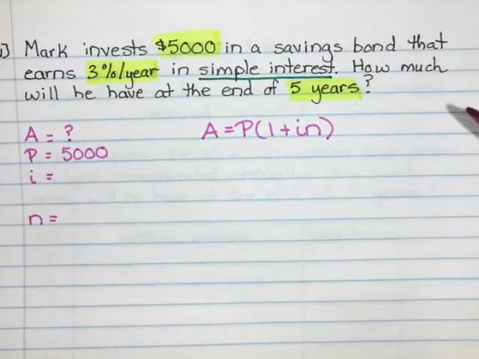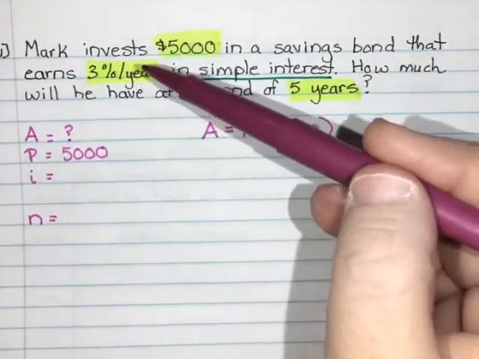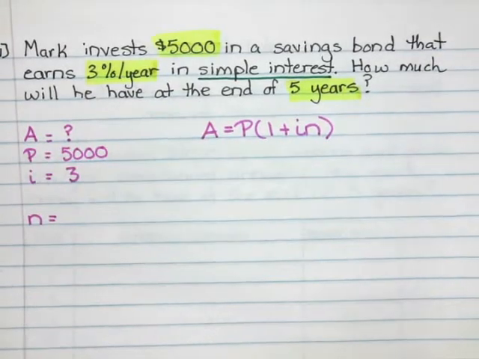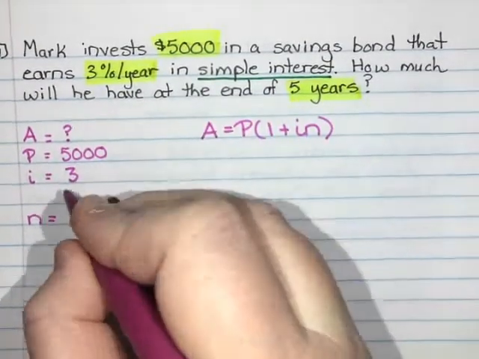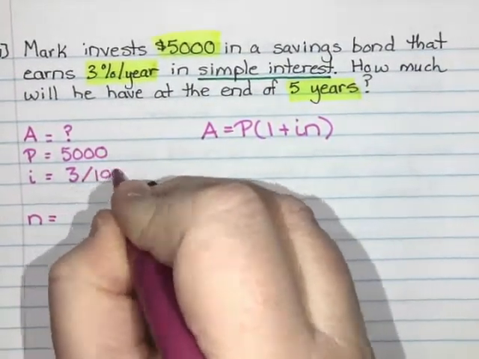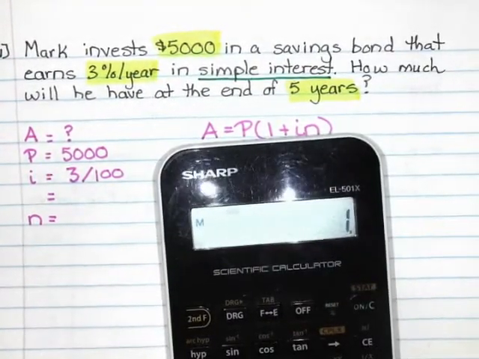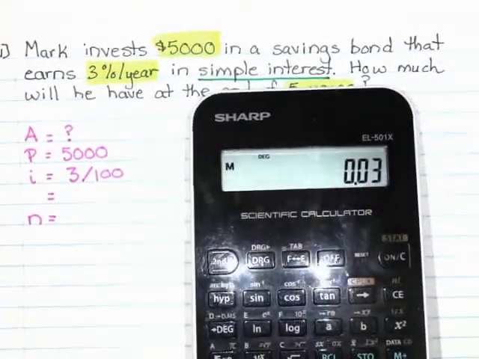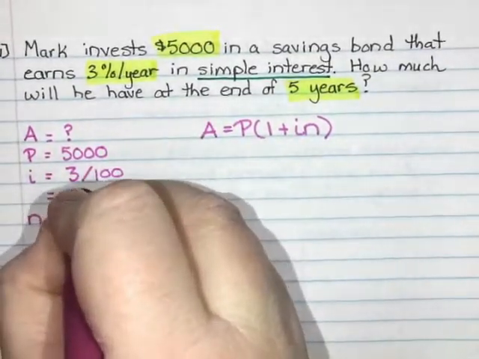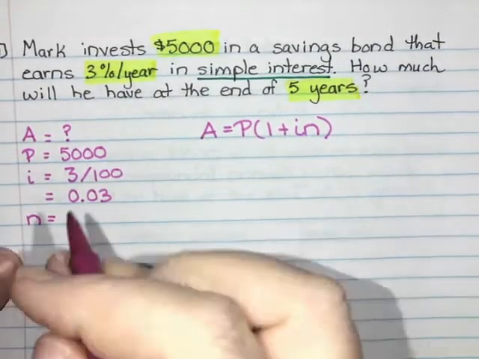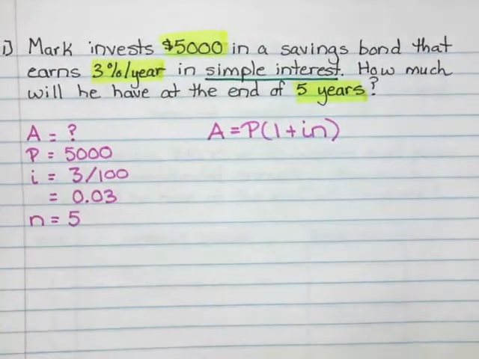For the I, the interest rate, it is 3% per year. So I am going to put 3, but I cannot put a percent in and do a calculation. What I need to do is convert that into a decimal by dividing it by 100. 3 divided by 100 is 0.03. So my I value is going to be 0.03. And then N is the number of years. It is 5 years altogether.